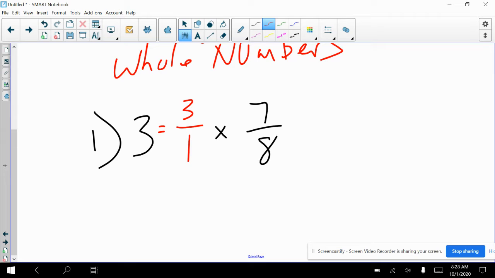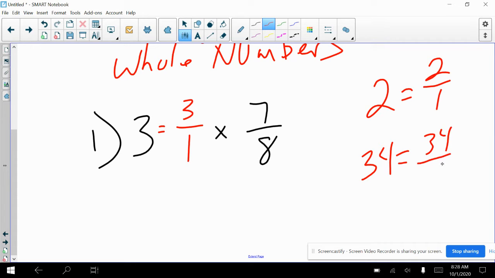Now we'll come back to this problem in a minute. I'll do some side math over here. For example, if somebody gives you 2 and asks what that looks like as a fraction, that's 2/1. Simple as that. Somebody says, I got 34, make that into a fraction. 34/1. You put the whole number over 1. So far, so good.